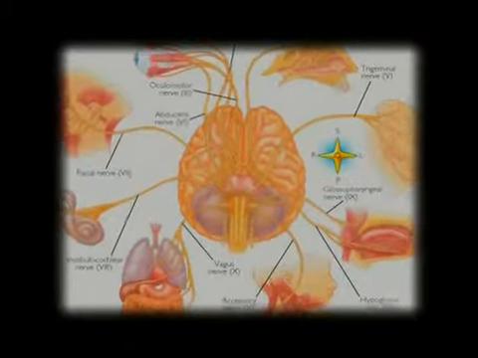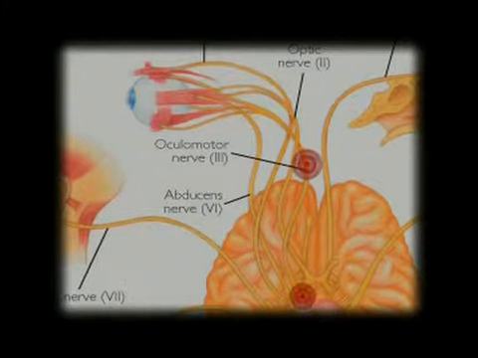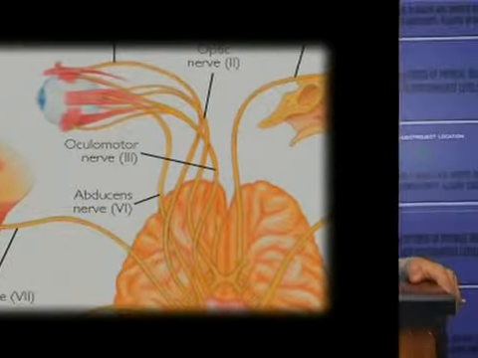The third cranial nerve is the oculomotor nerve. It is composed of motor axons coming from the oculomotor nucleus and Edinger-Westphal nucleus in the rostral midbrain, located at the superior colliculus level. It's a pure motor nerve.